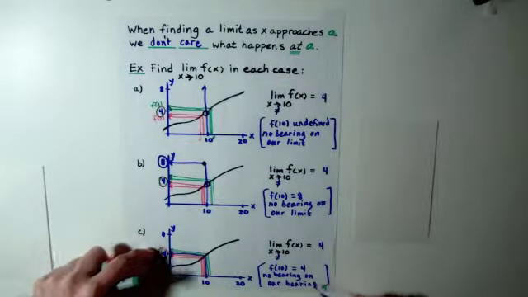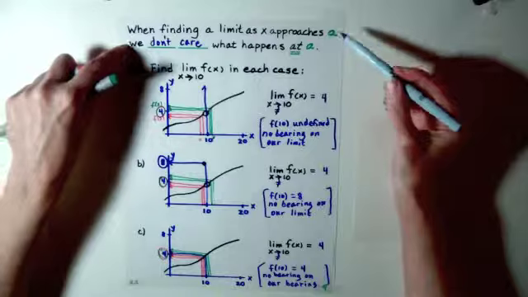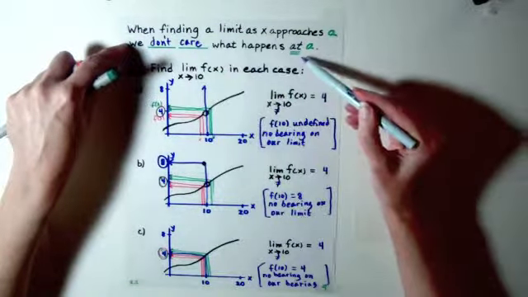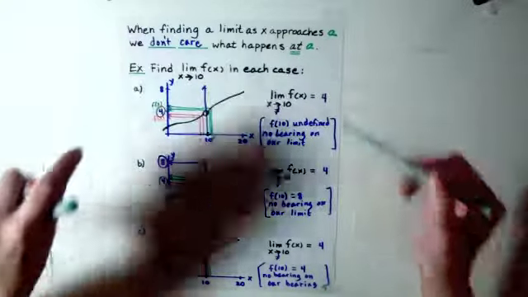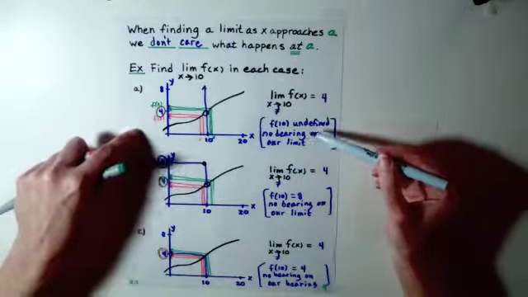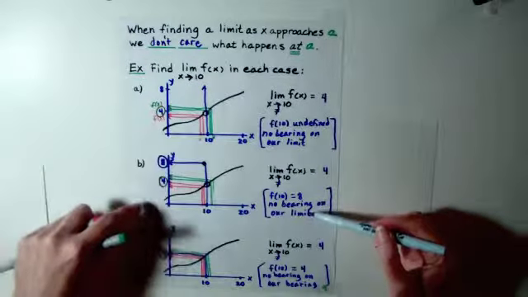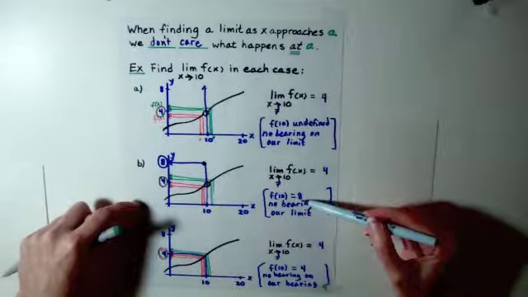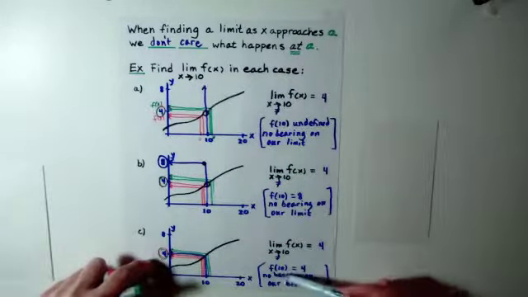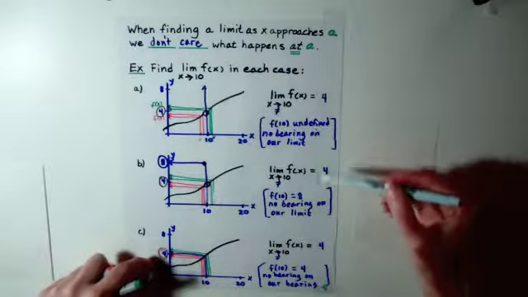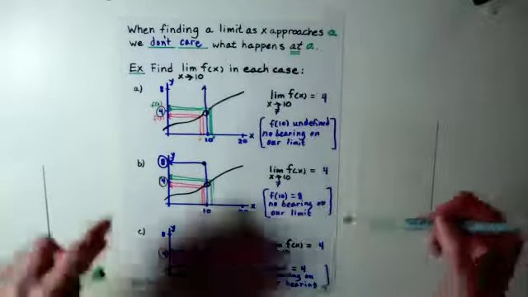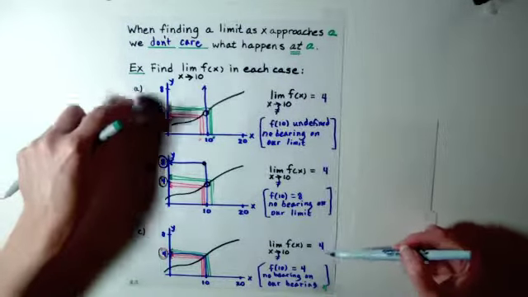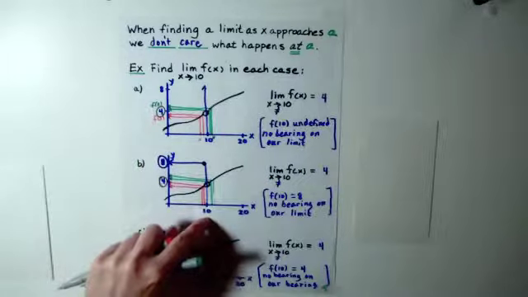And that's what we said right at the beginning of this page. When finding a limit as x approaches a, which is 10 in this case, we don't care what happens at our a value. We don't care what happens at 10. In the first example, the function was undefined at 10. In the second example, the function had a completely different value from the limit. The function value was 8. And in the last example, f of 10 was equal to 4. None of those things had any bearing on the limit. In each case, the limit was equal to the same number 4, even though something completely different happened at x equals 10.